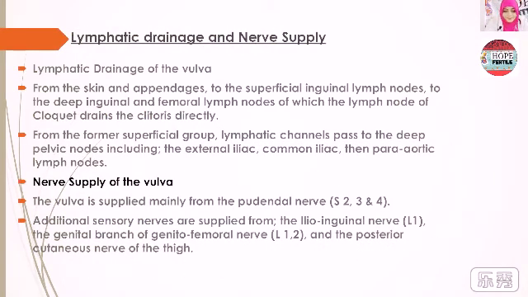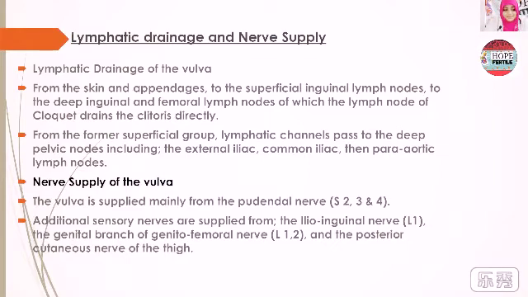Then lymphatic drainage and nerve supply. Lymphatic drainage from skin and appendages goes to the superficial inguinal lymph nodes, then to the deep inguinal and femoral lymph nodes, of which the lymph node of Cloquet drains the clitoris directly. From the former superficial group, lymphatic channels pass to the deep pelvic nodes, including the external iliac, common iliac, then para-aortic lymph nodes. Nerve supply of the vulva.